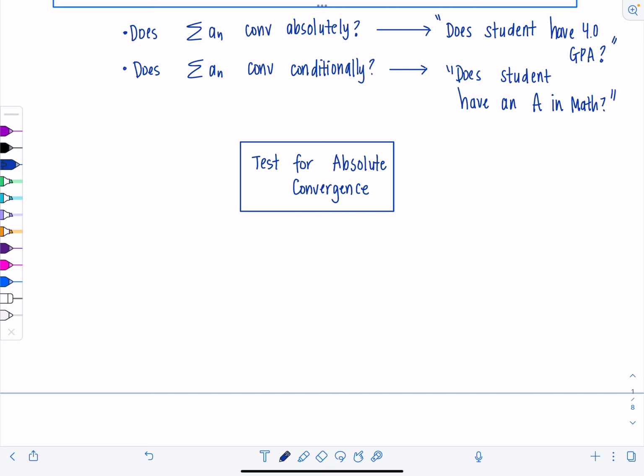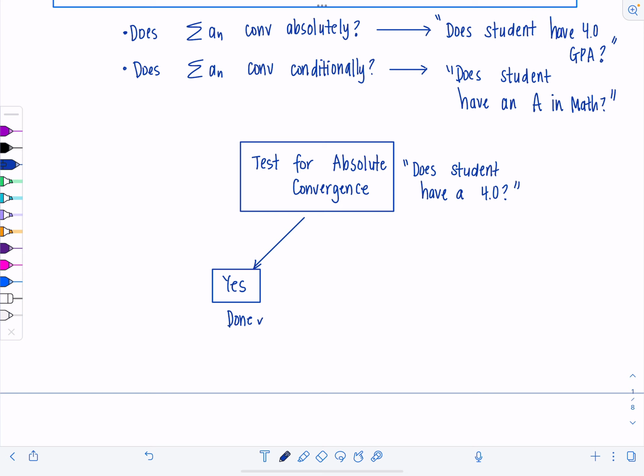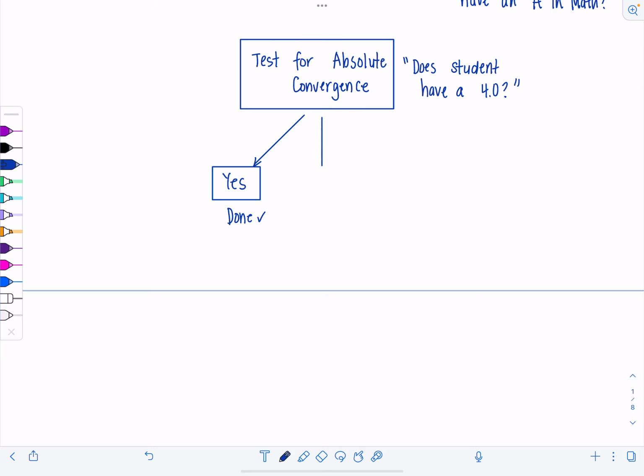Think of it like you're going to answer the question, does the student have a 4.0. Okay. If the answer is yes, the series converges absolutely, then you are done. Okay. Boom. If the answer is no, and it fails, then what do you do? Then you want to know, does it converge conditionally?